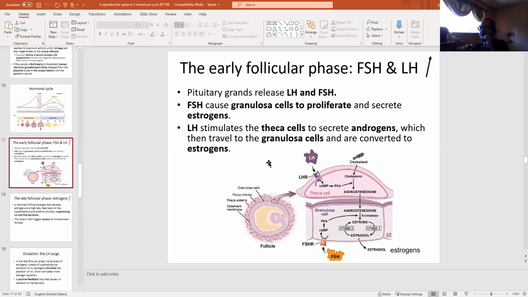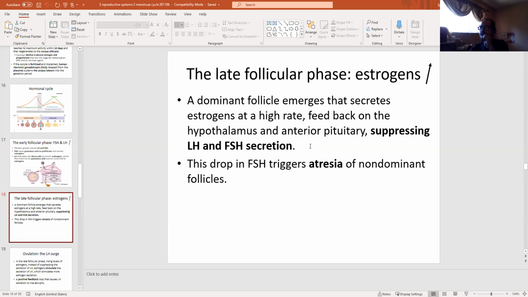To the point that the granulosa cells secrete estrogen that is just too high, they suppress the FSH and LH. Estrogen increases, suppresses LH and FSH, and the reduced FSH will make the resources limited. Only the dominant follicle survives. The others will degenerate, triggering the atresia of non-dominant follicles.